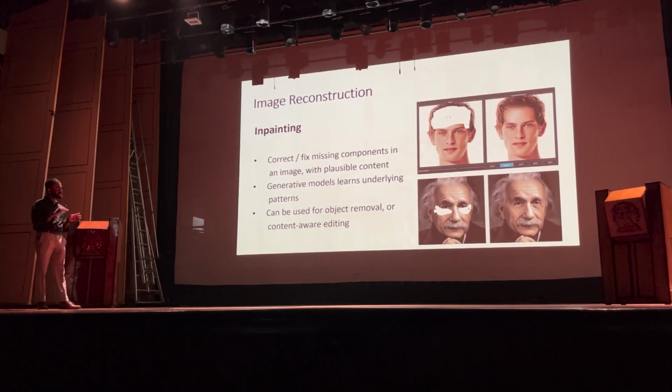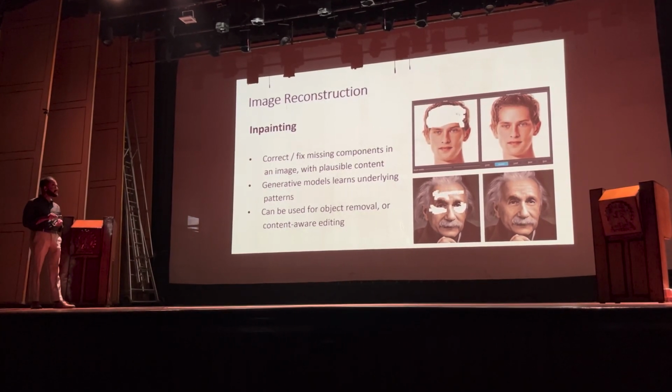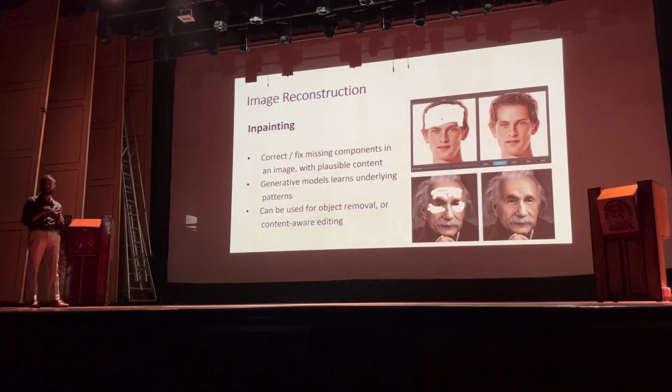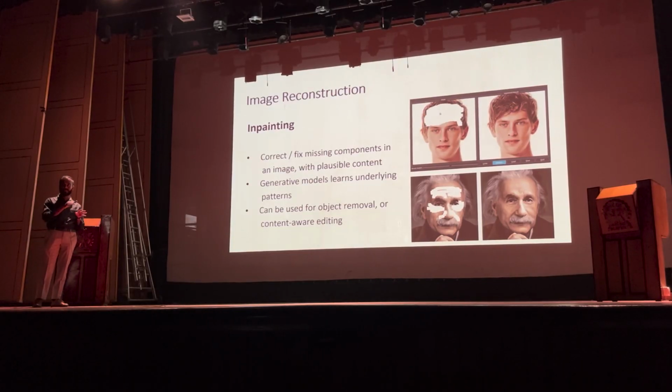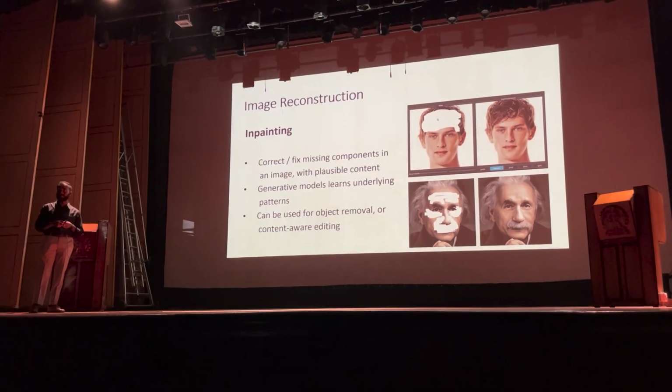And this is also called content-aware editing, right? So if you just randomly fill in those pixel areas, it won't look seamless, right? So you need to be aware of the content or context around it to be able to fill it properly.